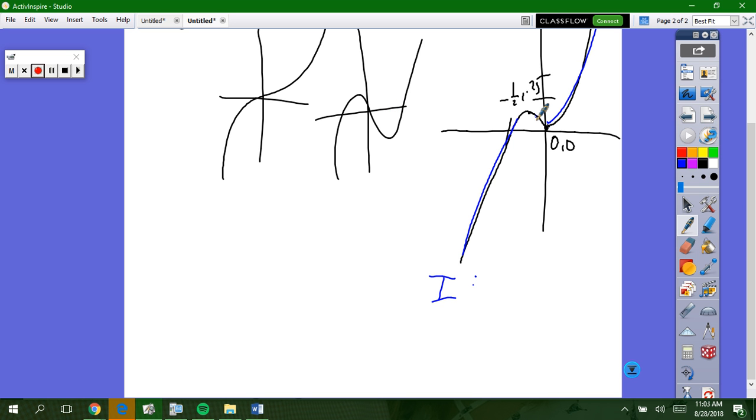We use the x value. That's our first interval, right? What's our second interval? 0 to positive infinity. Those are saying, as my x values are getting larger, my y values are also getting larger, right? That's the next question.